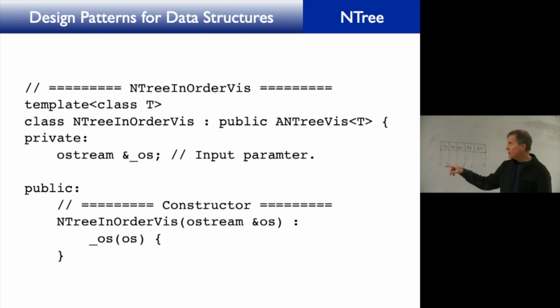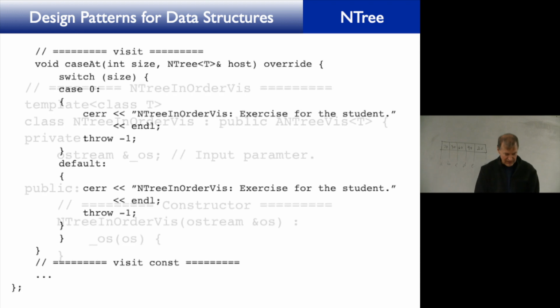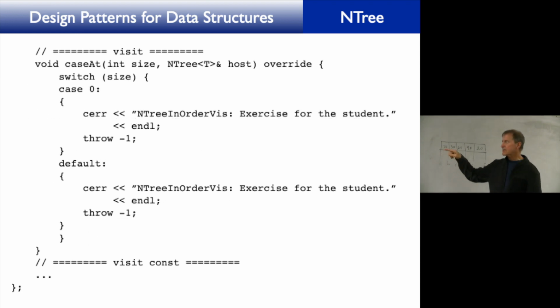So I have set up for you the ostream ampersand os, so that's the input parameter, and then the constructor initializes it just like we did in the B-Trees CS case. And this is kind of like the idiom, the pattern that you should use. I think it's easy just to adopt this pattern and always use it for your logic for doing these visitors. So look how it works.